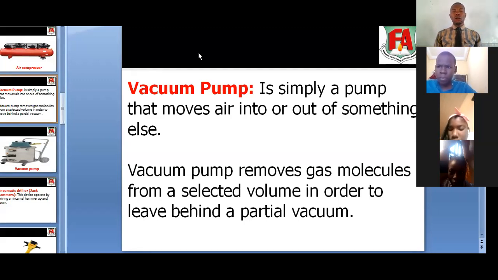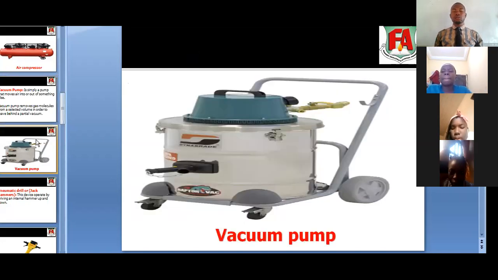Okay, let's quickly look at the picture of a vacuum machine or a vacuum pump. If you have any question, don't hesitate to ask me, even while I'm still talking. This is a vacuum pump or a vacuum machine. There are other pictures of a vacuum pump or vacuum machine.